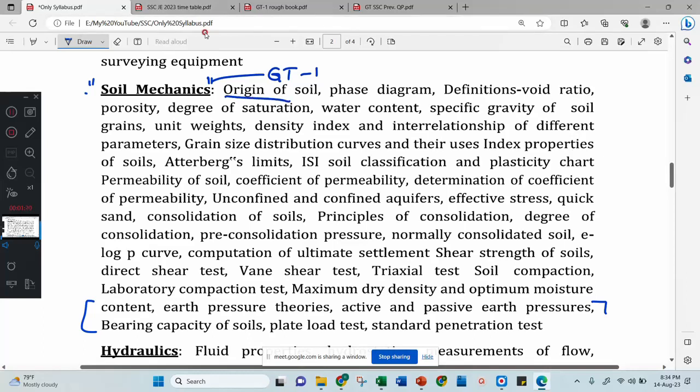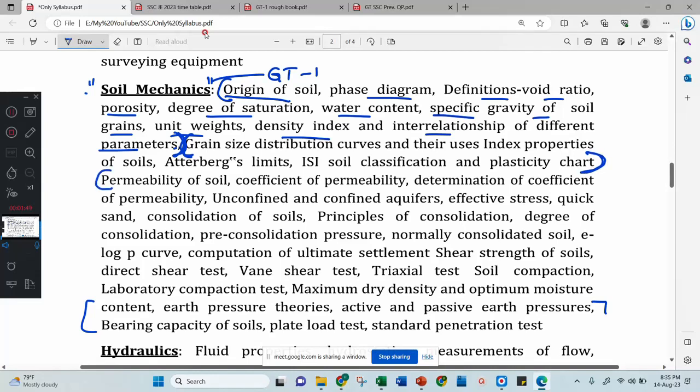Now here: origin of soil, phase diagram, definitions, void ratio, porosity, degree of saturation, water content, specific gravity, specific gravity of soil grains, unit weight, density index, and the relation between the different parameters. This is one day. This much we are covering today. And the next day, from grain size distribution till plasticity chart. This is the second day.